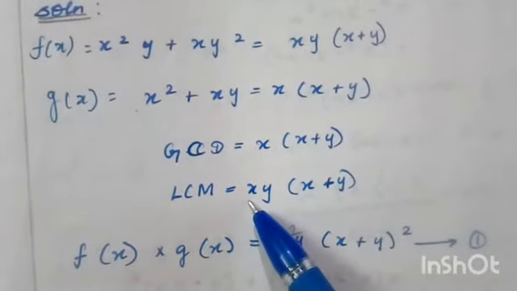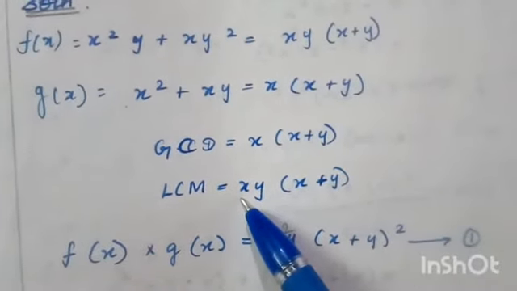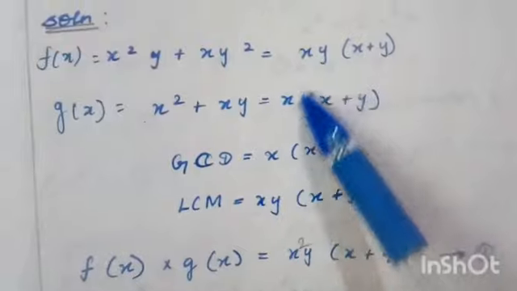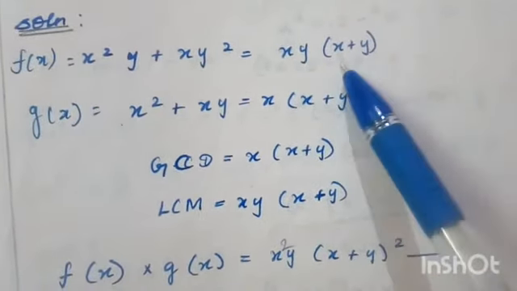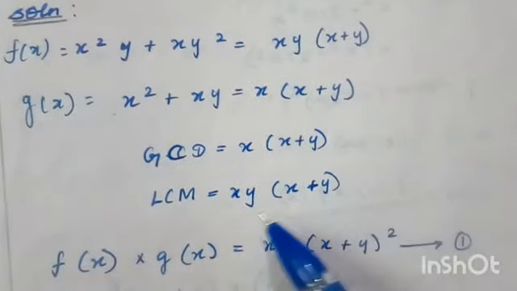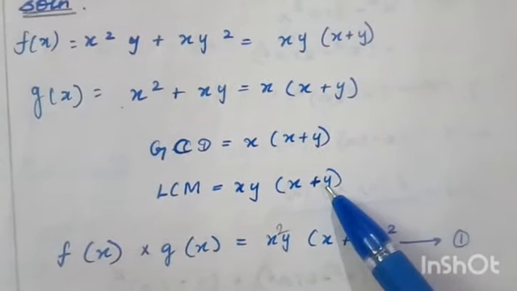LCM means the product of the common factors and the independent factors. So the common factor is x, the independent factor is y, then another common factor is x plus y. So it is xy into (x plus y).